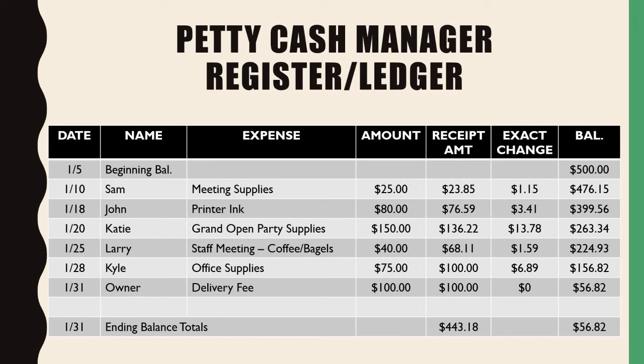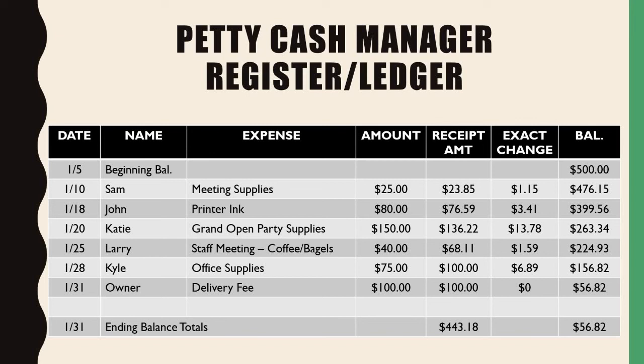Who's borrowing the money, and when they come back with the exact change and the receipt, you're going to record it. And then once you reach the end where you're low on money, then you need to either notify the boss to replenish the petty cash drawer.